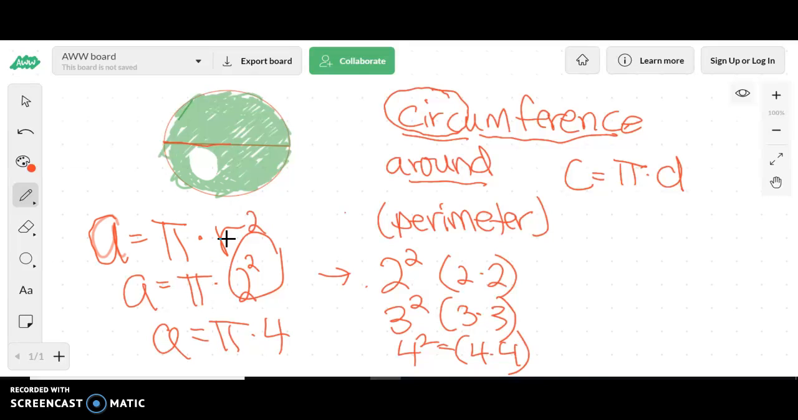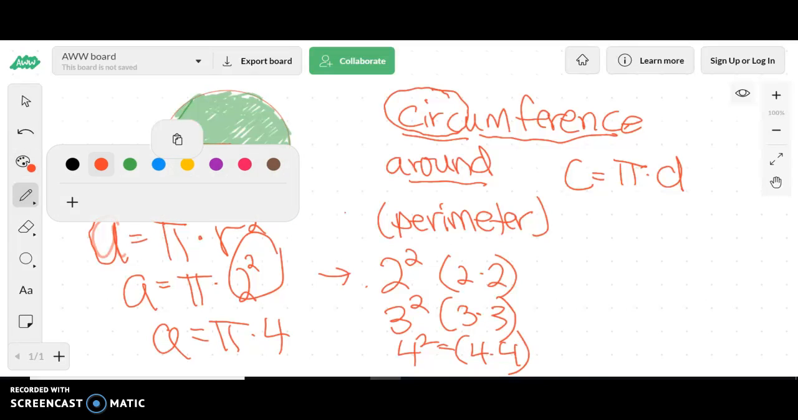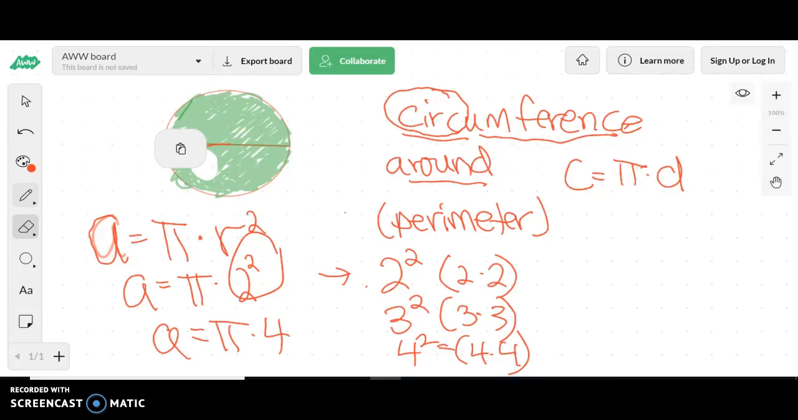If my radius was 8, then I know... let's do red again. Let's say the radius was 8.